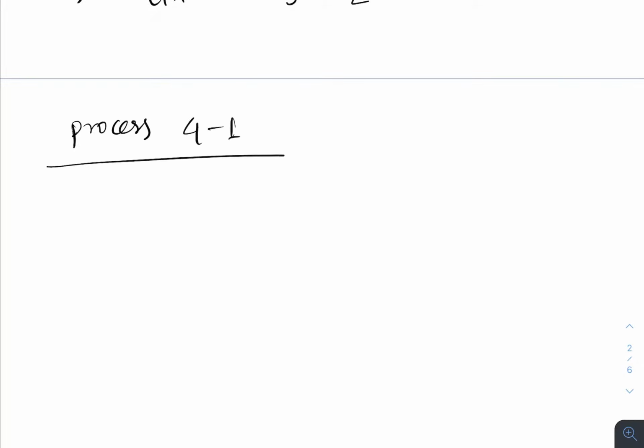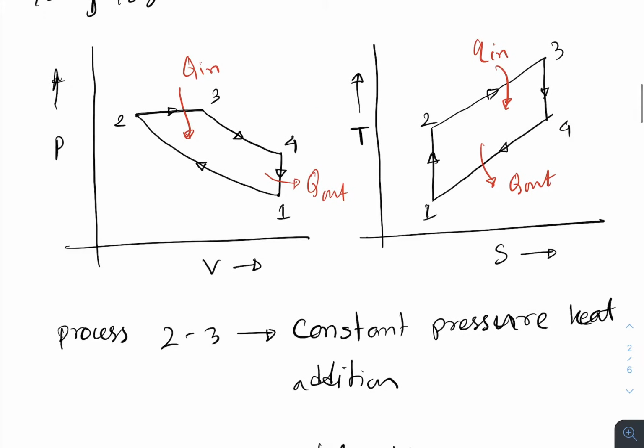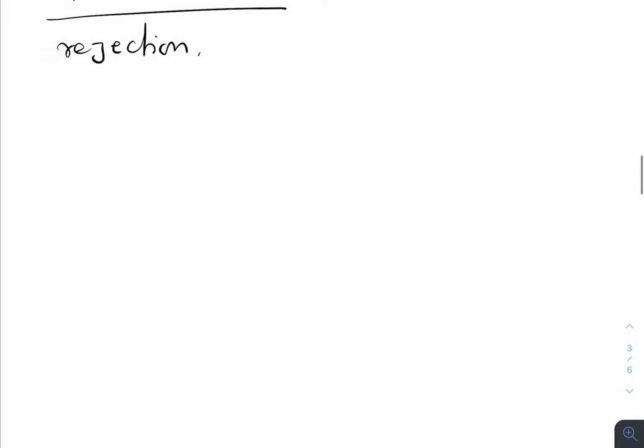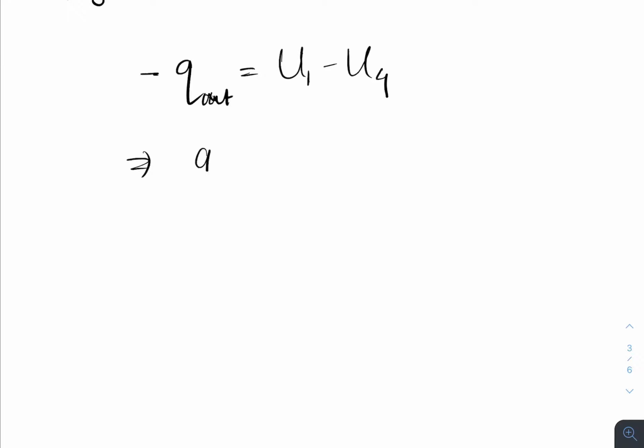And process 4 to 1. If we look at process 4 to 1 right here, it's basically constant volume heat rejection. So what is happening here? Heat rejection means negative Q out, right, equals U1 minus U4.